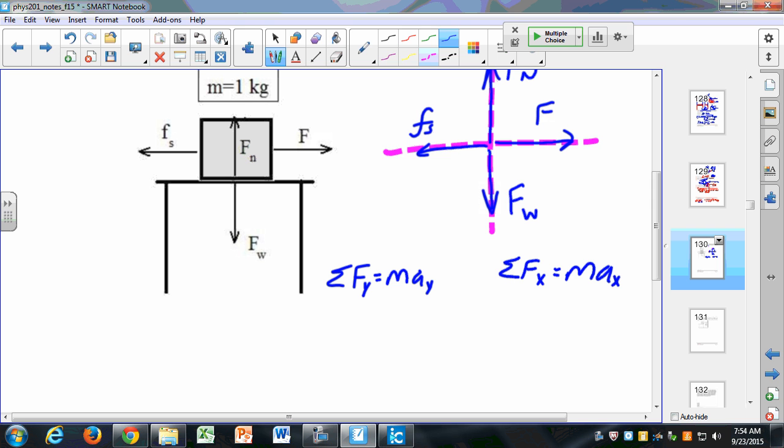In this case, these are both stationary. So AY is equal to 0, AX is equal to 0. So the sums of these forces are both going to be 0. This is going to be Fn minus Fw equals 0. F minus Fs equals 0.